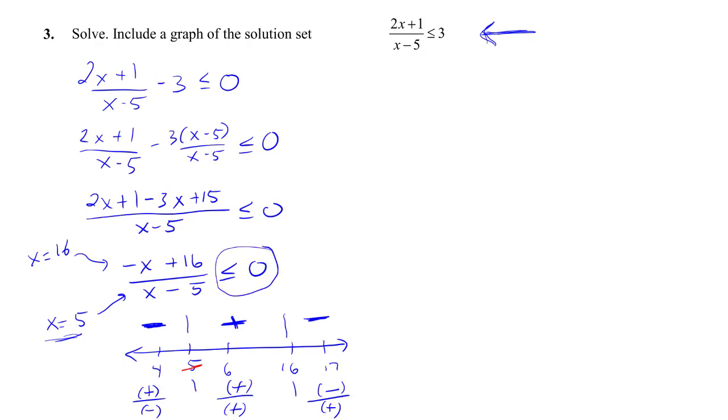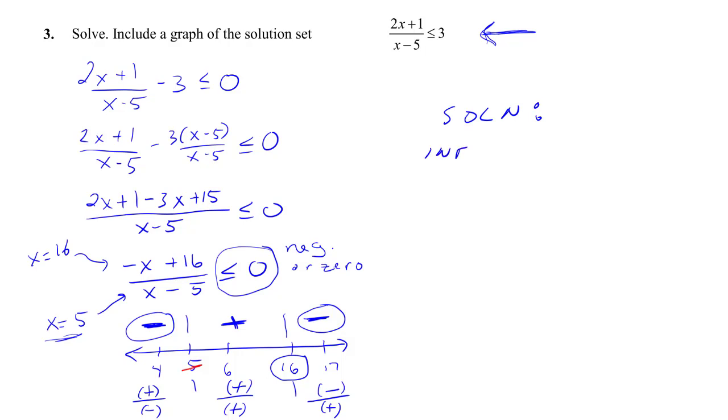Here is what I want. I want less than or equal to 0, so I want negative or 0. Here's where it's negative, and here at 16 is where it's 0. Not at 5, because 5 would make the denominator 0, and that's no good. 16 would make the numerator 0. That is good. So I'm ready to specify my solution.